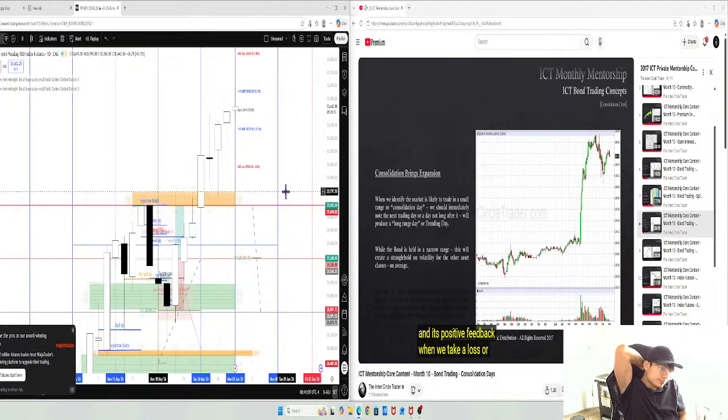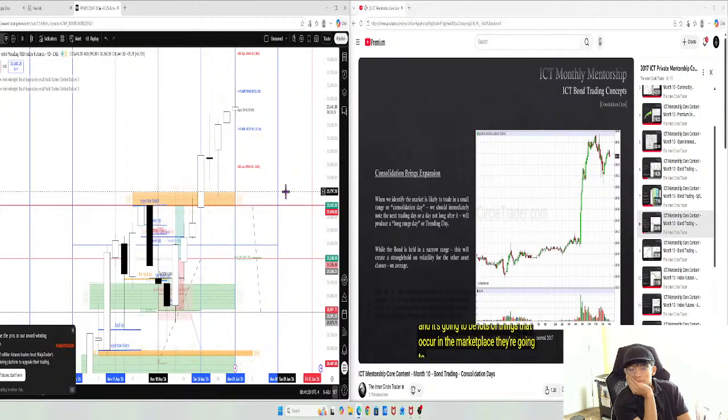When we take a loss or we miss opportunities, we don't worry about it, because if it wasn't in the context of our rule-based ideas, it doesn't matter. And there's going to be lots of things that occur in the marketplace outside your rule-based ideas, but you already should have given yourself permission to miss some of them.